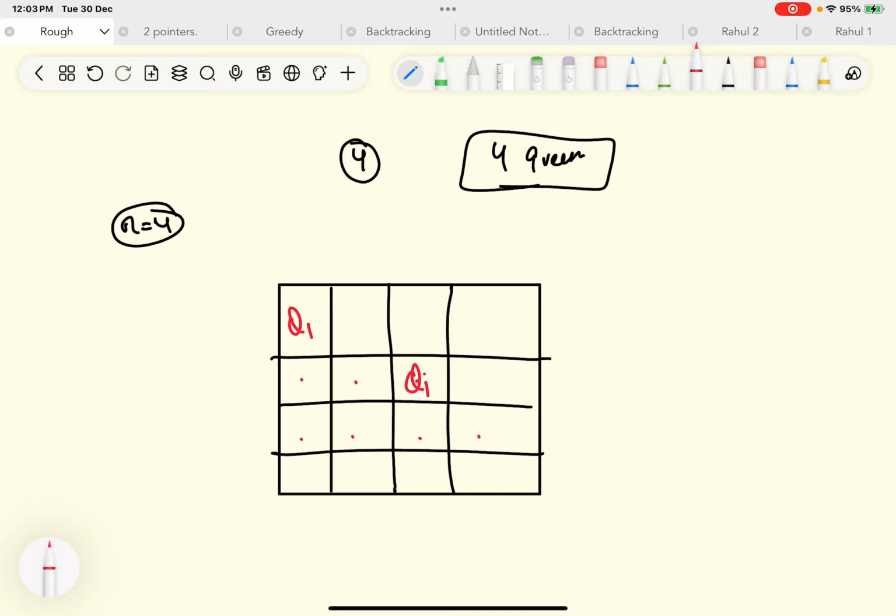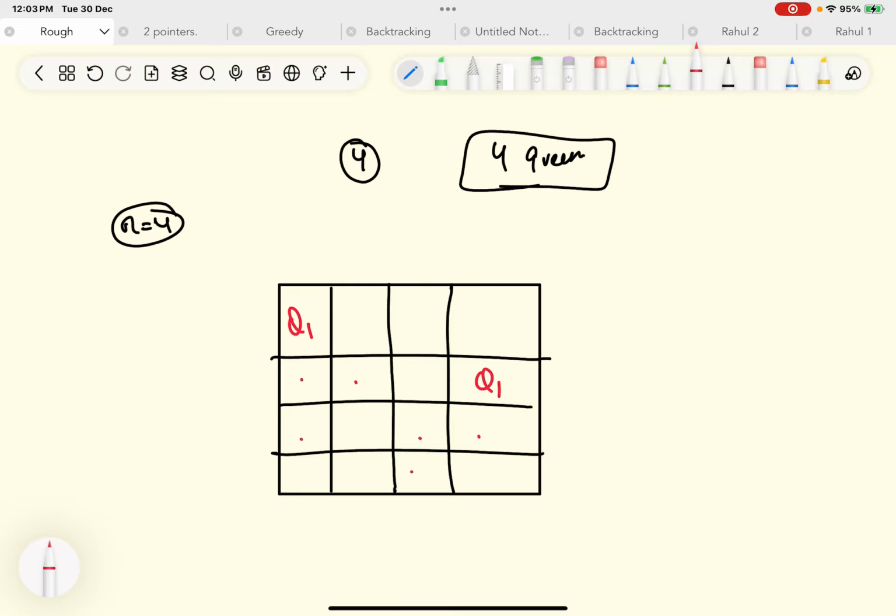So what we have to do? We cannot put this queen on this. Let's put this queen on this. So can we put here? No. Can we put here? Yes, we can put. And similarly, can we put here? No. Can we put here? No. Can we put here? No. Okay, so we are out of options. So we cannot put this queen here.